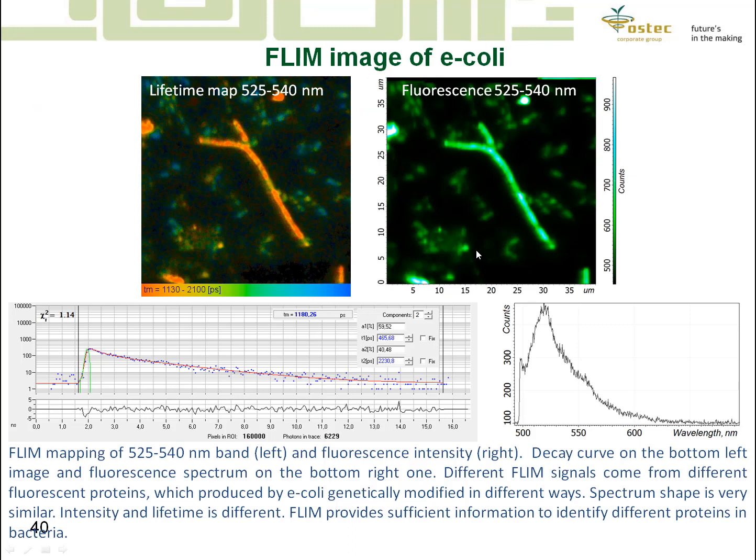And as I said, also we can do fluorescence lifetime imaging. For example, here there is an image of genetically modified bacteria, and they produce fluorescent labels which have a very similar fluorescent spectrum, but quite different lifetime. And that's how we can separate different types of bacteria by the fluorescence lifetime map on the left hand side.